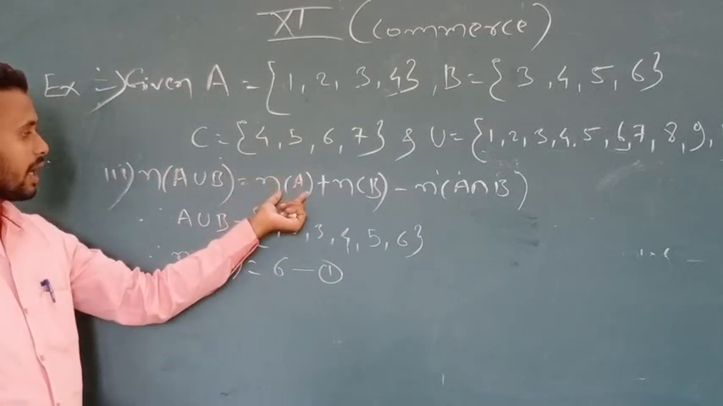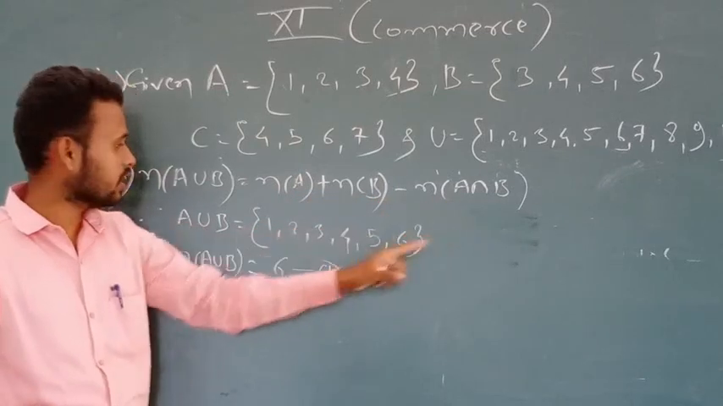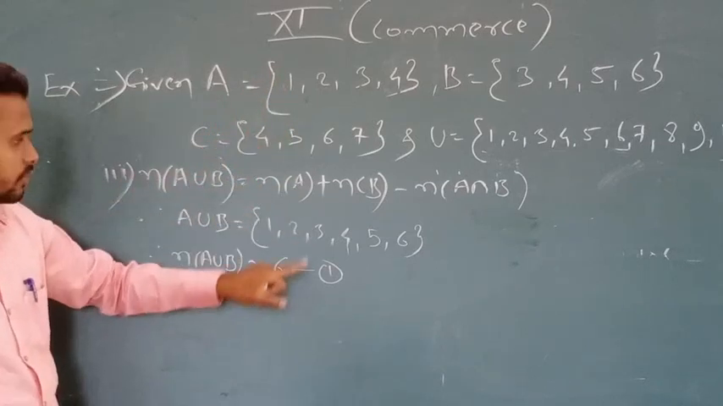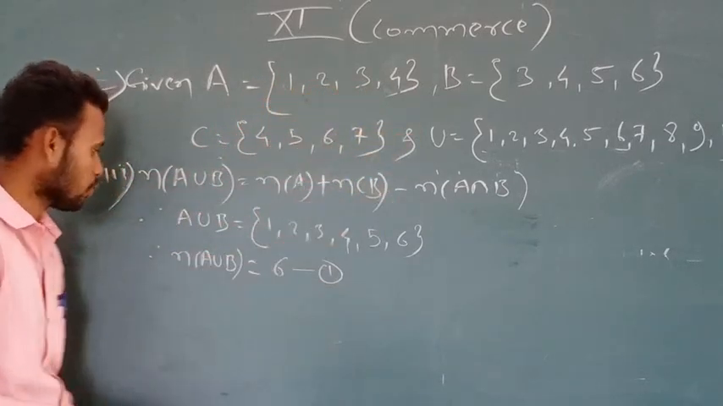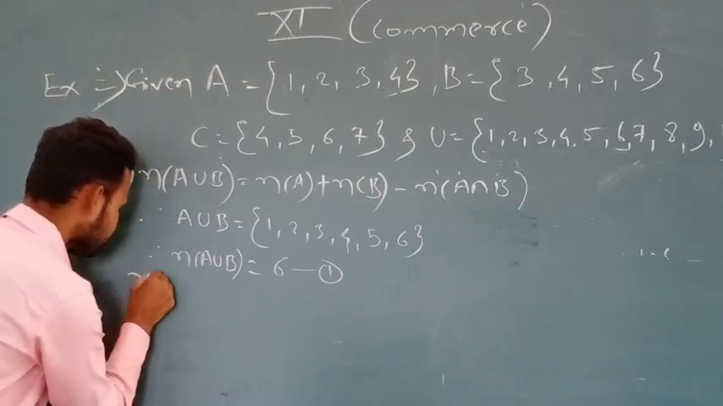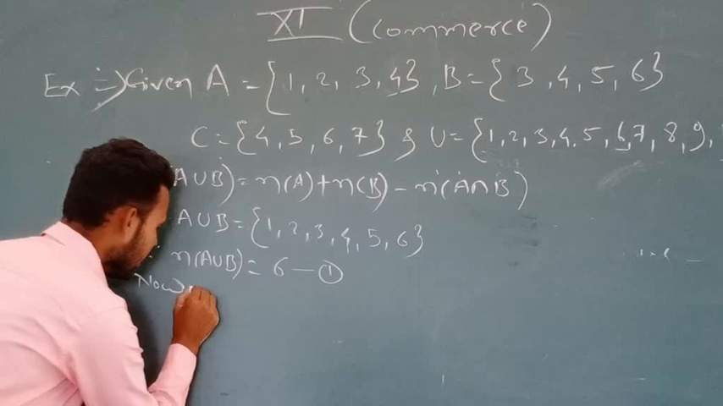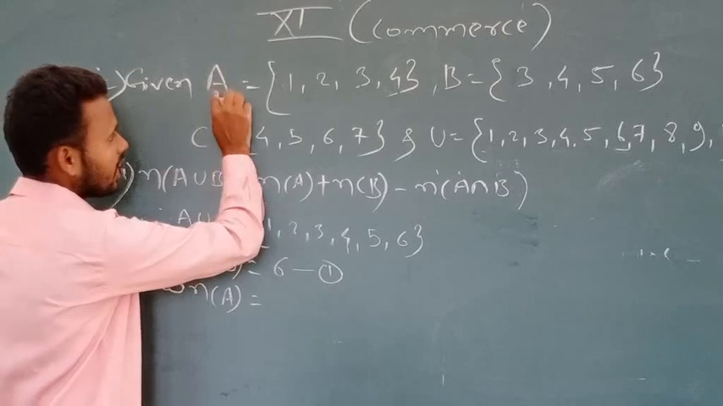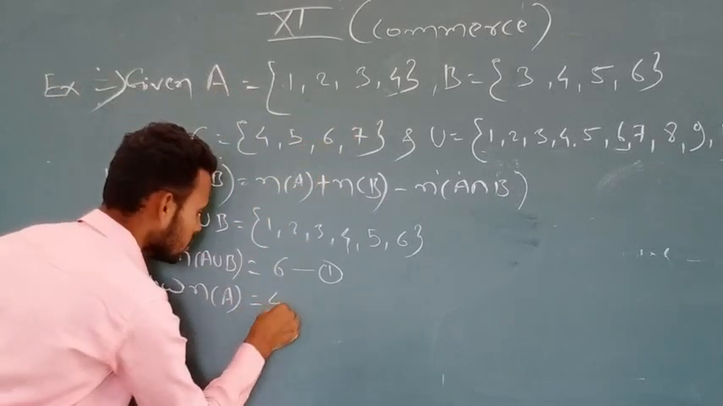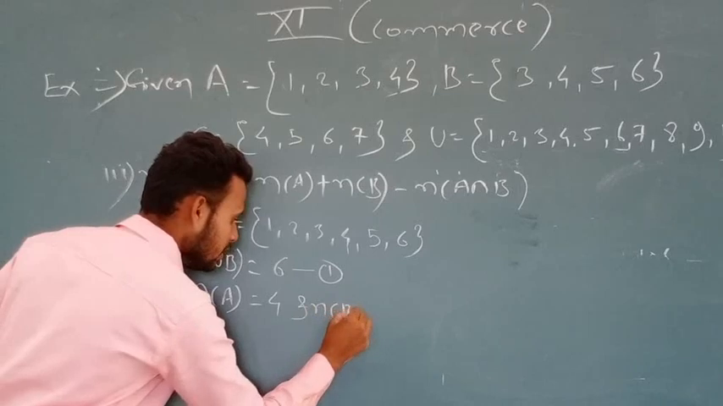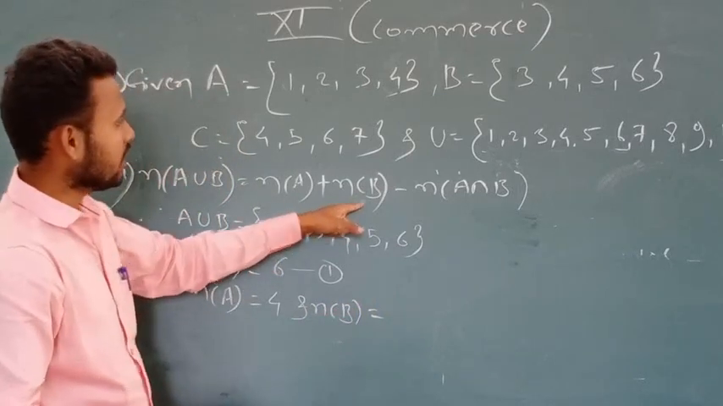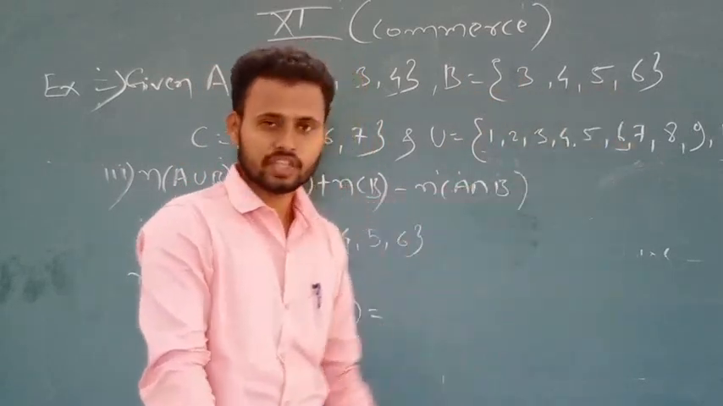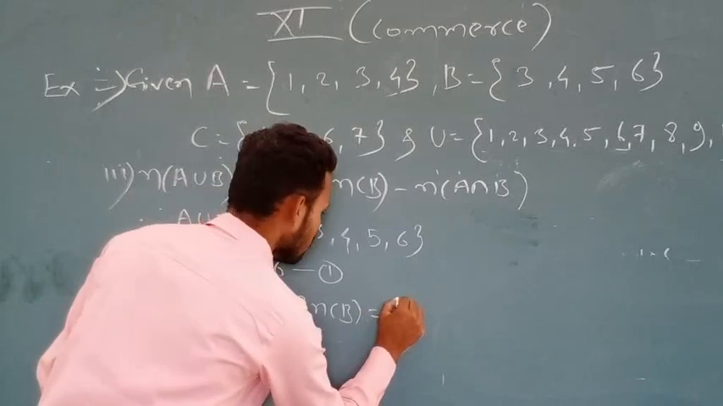Now next, we have to find N of A, N of B and N of A intersection B. N of A, the number of elements inside A. How many elements inside A? 4. N of A, 1, 2, 3, 4. Now, N of A is equal to the number of elements inside A, or cardinality of A, how many? 4 elements. Then next, N of B is equal to the number of elements inside B. How many elements inside B? 1 2 3 4. Therefore N of B is also 4.